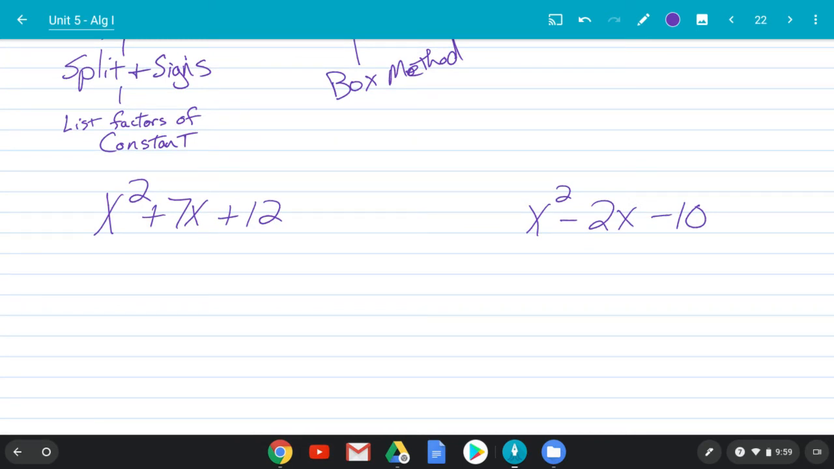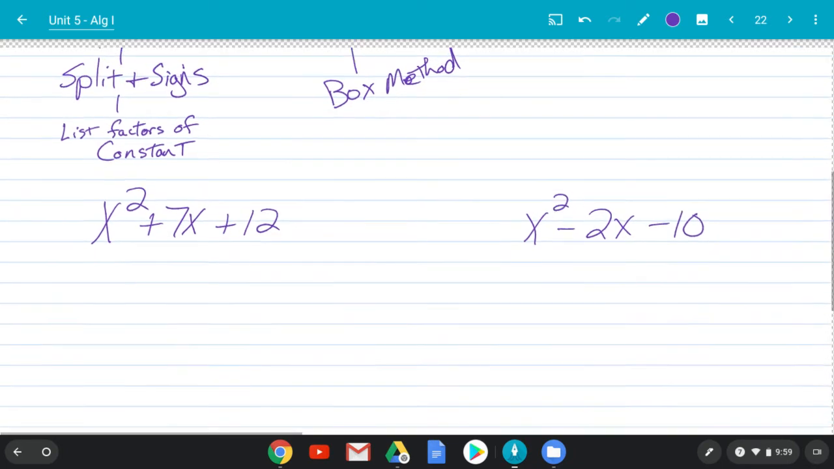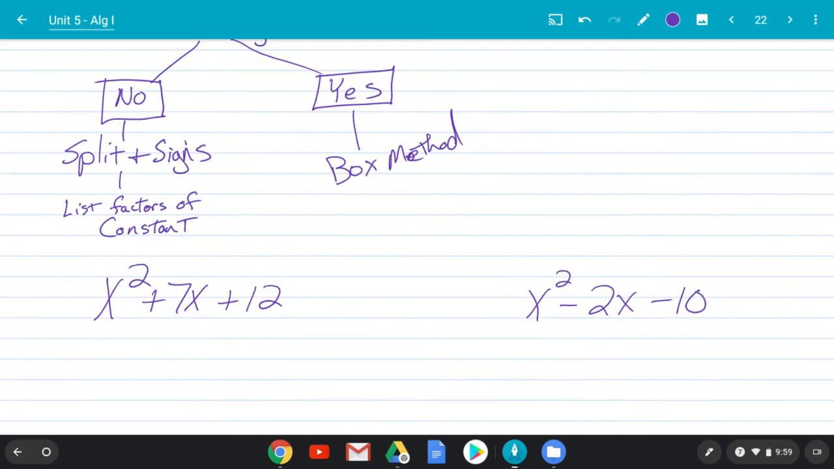Okay, now, next question. Does it have a leading coefficient? No, it has no leading coefficient. So since it has no leading coefficient, the first thing we should do is split in signs. What split in signs means is we're going to put 2 sets of parentheses down here, and we're going to put an X in each.